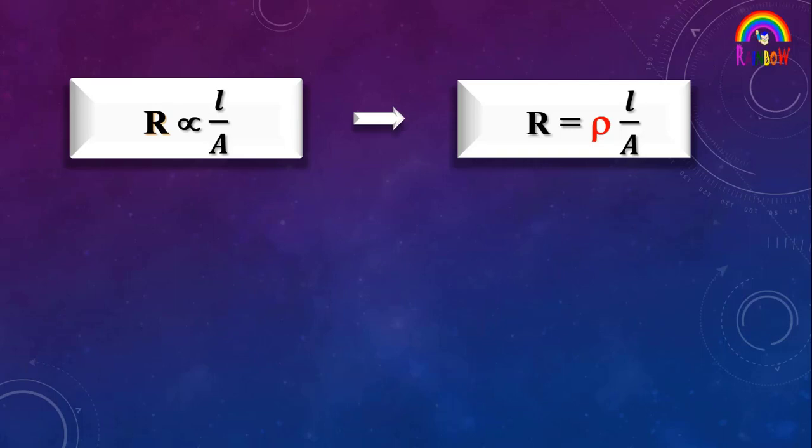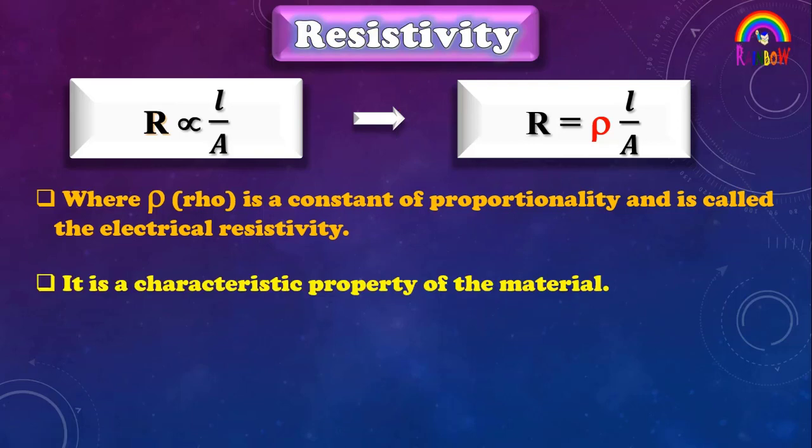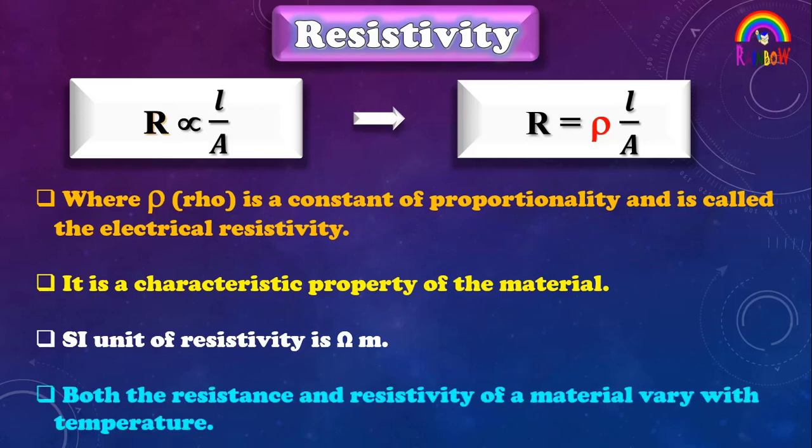R is equal to rho into L by A, where rho is the constant of proportionality and is called the electrical resistivity. It is a characteristic property of the material. SI unit of resistivity is ohm meter. Both the resistance and resistivity of a material vary with temperature.